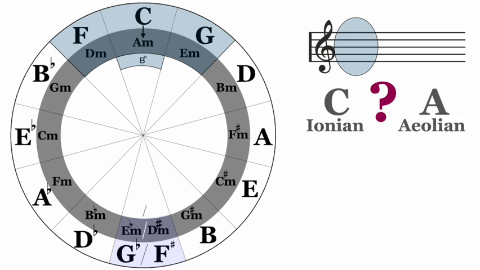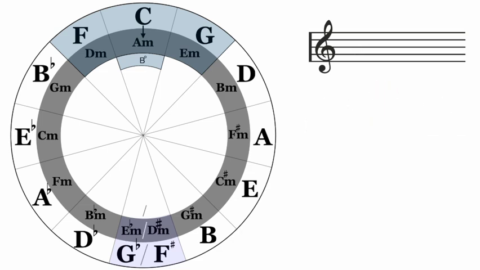But here, the real question is, we have a key signature and we're asking ourselves, with this key signature, do I have a C Ionian or do I have a piece that's A Aeolian? Okay, that's the real question. That's the fundamental kind of music theory question. Now, why is that important?